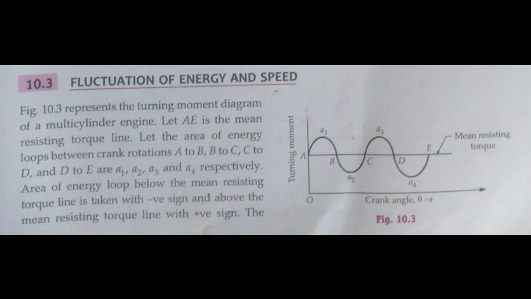Figure represents the turning moment diagram of a multi-cylinder engine. AE is the mean resisting torque line, and let the area of energy loops between crank rotation A to B, B to C, C to D, and D to E be A1, A2, A3, and A4 respectively. Let us consider the areas as small a1, small a2, small a3, small a4.